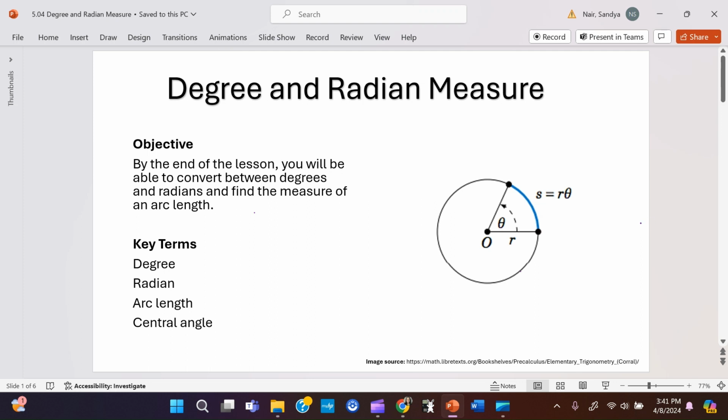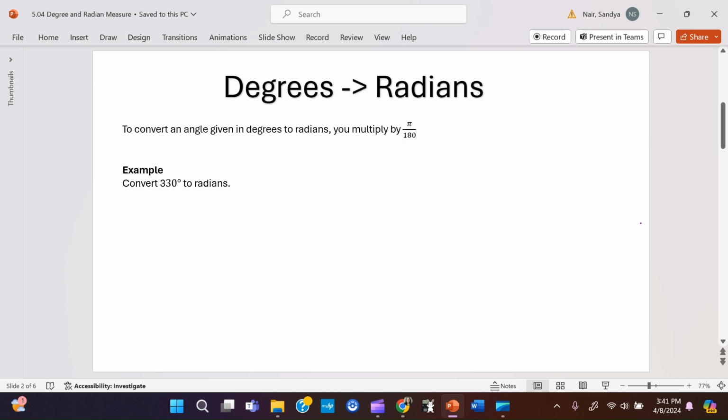So in this video, we're going to talk about how to convert between degrees and radians and how to find the measure of an arc length. So to convert an angle given in degrees to radians, you're going to multiply by pi over 180. So for example, if we want to convert 330 degrees to radians, we're going to take 330 degrees and multiply that by pi over 180.